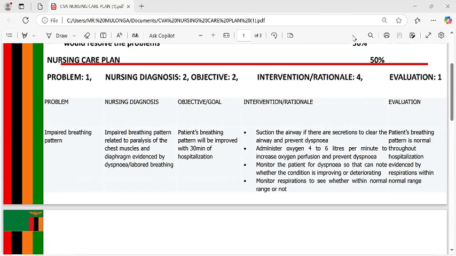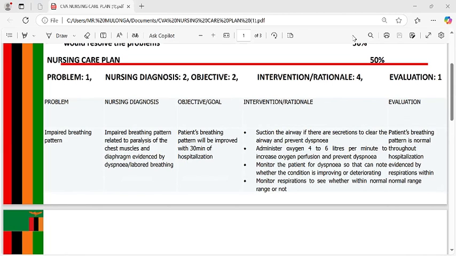Today we're going to look at the nursing care plan for CVA, Cerebral Vascular Accident. So the condition we're going to look at is CVA, which stands for Cerebral Vascular Accident. It's also called stroke. In our condition today, we will look at 5 to 6 problems that we are going to use in our nursing care plan, and we are going to write or discuss it in full.